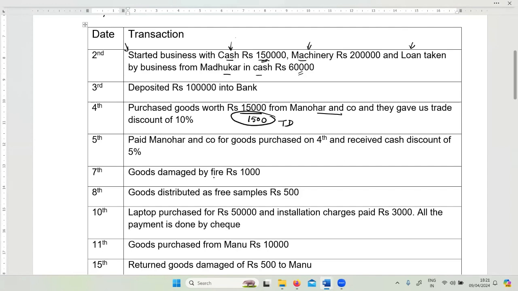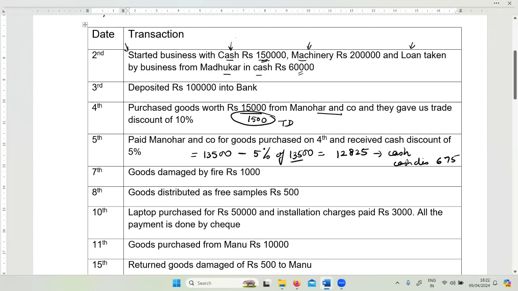So what we need to do is we have to take into consideration 13,500, which is the purchases. From this, I'm going to subtract 5% of 13,500, right? So on 13,500, I will take 5% of cash discount, which is 675, and I will subtract it from 13,500. So I get 12,825. This is what I'm going to pay in cash. And the cash discount that will be there is 675. Hope this is clear.